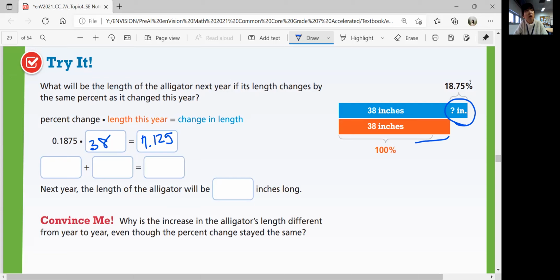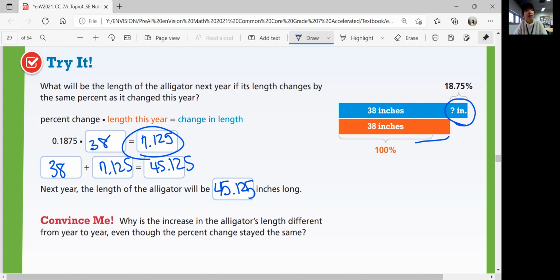Okay, so 38 plus 7.125 is 45.125. So next year, the length of the alligator will be 45.125 inches long. So the change in length is 7.125 inches. And the total length of the alligator would be 45.125 inches long.